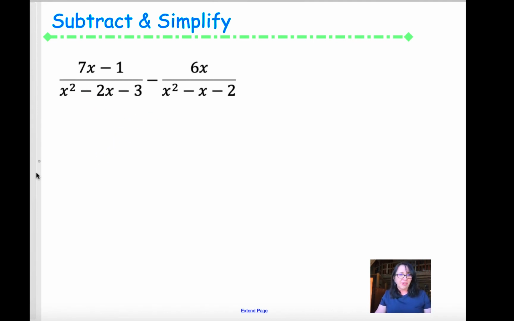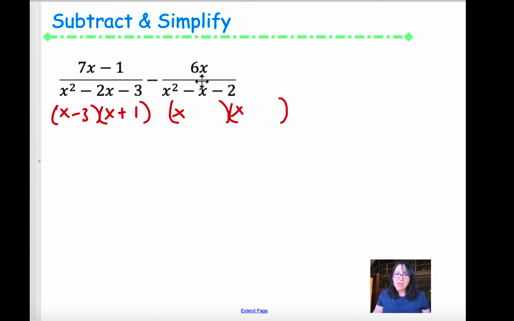Subtract and simplify. This is just a little bit trickier problem in that we are trying to get a common denominator, but before I can subtract, I need to factor to see what my denominators are before I can get a common denominator. All right, because obviously they're not the same. This is going to be x times x. This will be x times x. To get a negative 3, this is going to be a negative 3 and a positive 1. This one, to get a 2 and a negative 1, would be a negative 2 and a positive 1.